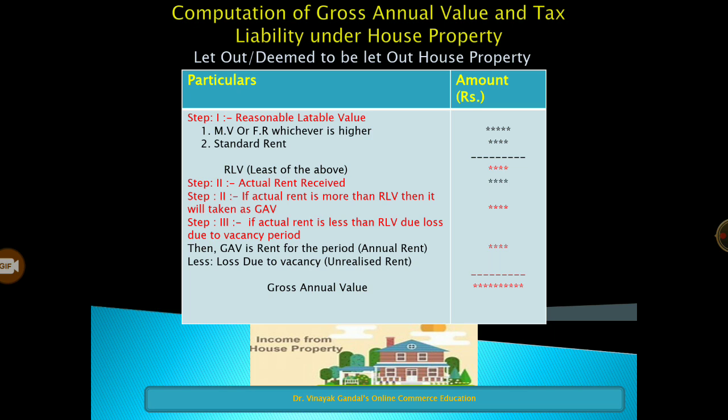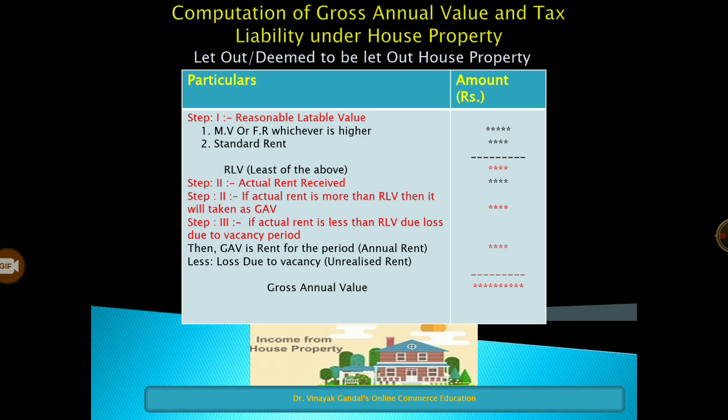Okay. So the first step is related with reasonable letable value, and reasonable letable value, that is RLV, is to be calculated as the least of the following, and we have to consider municipal value or fair rent, whichever is higher, but subject to standard rent. So whatever higher amount of municipal valuation and fair rent is to be considered and is compared with standard rent, and the least amount from these two is taken as a reasonable letable value.